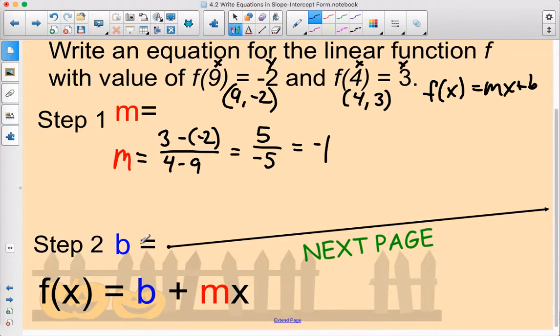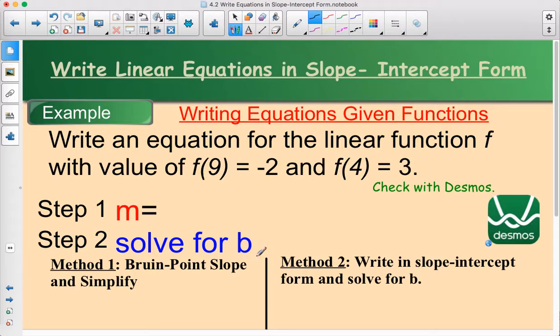Now I need to get my b, my y-intercept. And there's 2 ways I can do that. I can either do it using point slope, or I can do it by solving for b by substituting in a point. So I'm going to go over here. We've already found that the slope was negative 1. Okay, and now I need to solve for b.